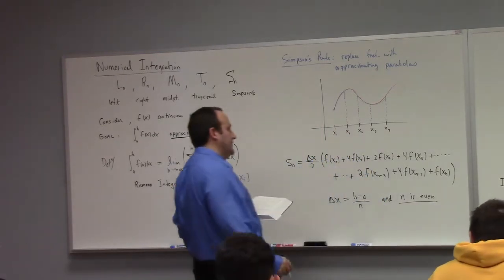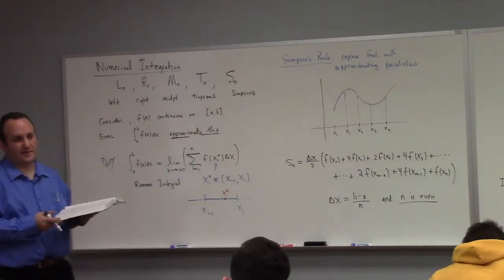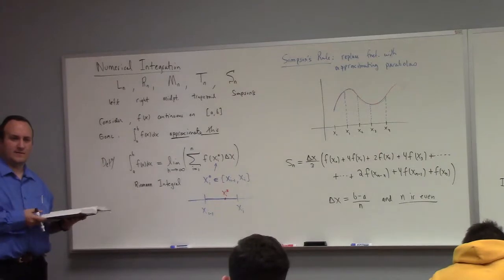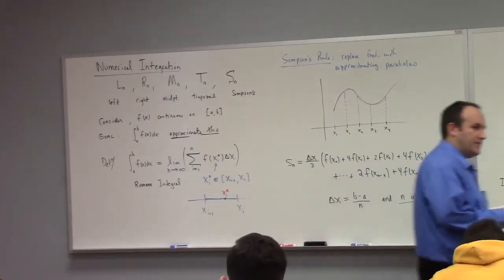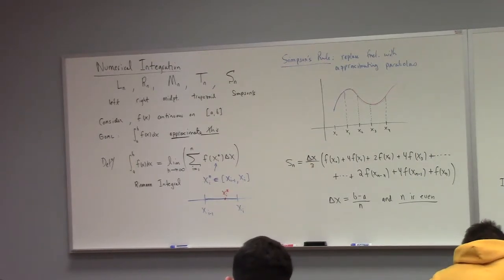If somebody says, do Simpson's rule for 5 points, you'd say, no, give me 6, or give me 4. We do Simpson's rule for an even number of points in order to make sense of this parabola fitting.